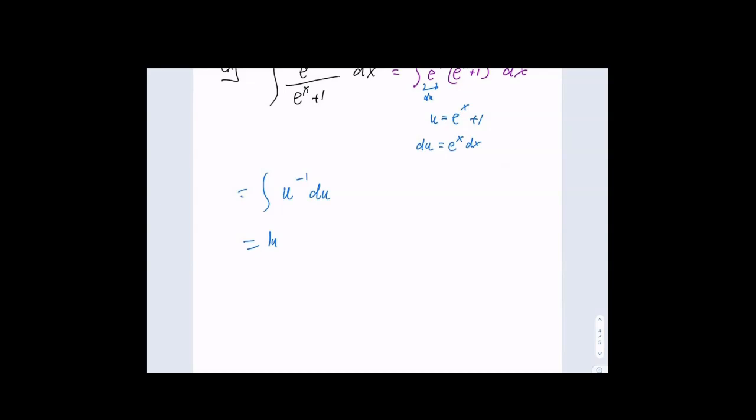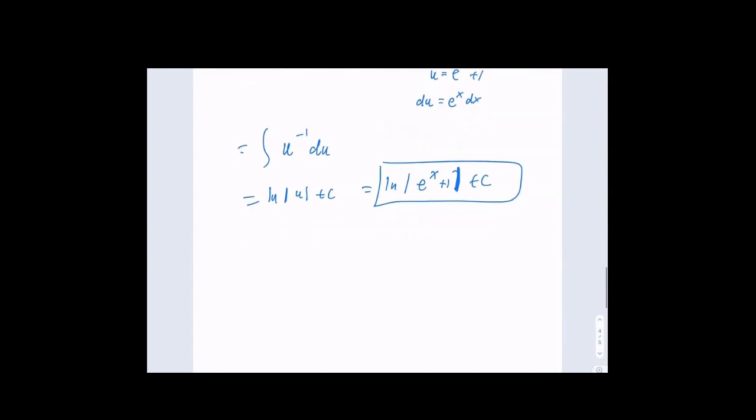Ln, and then... Would it be ln and then like absolute value or something and then e? Don't jump. Okay. Anybody else want to chime in? Natural log, absolute value, of u, plus c. So natural log, absolute value, e to the x plus 1, close absolute value, plus c.